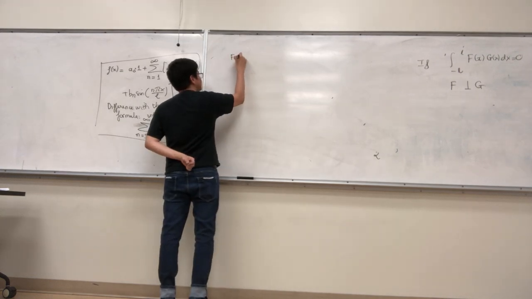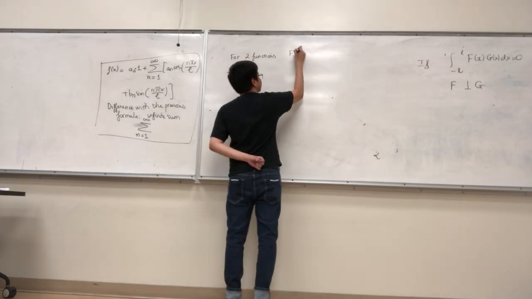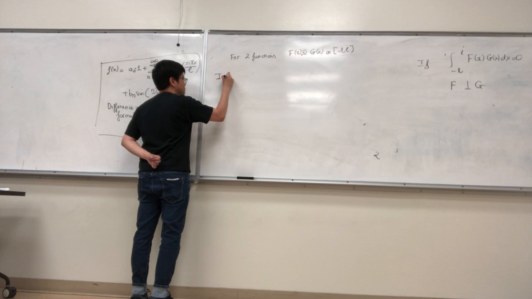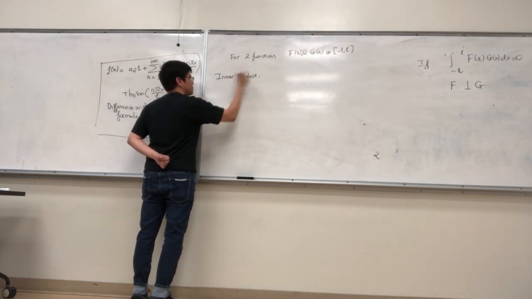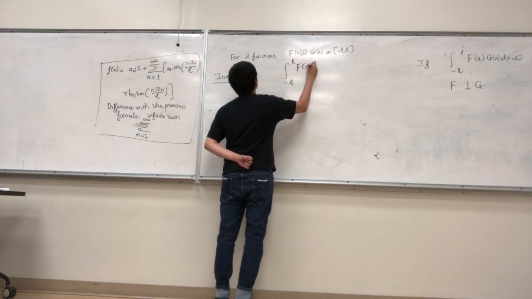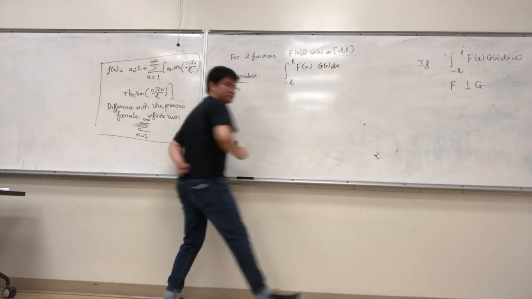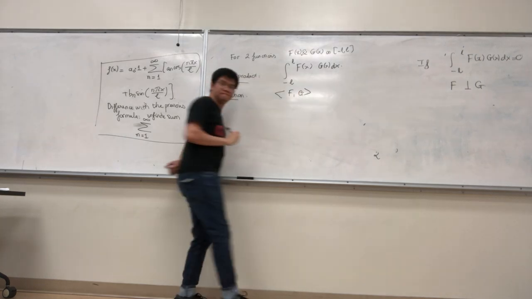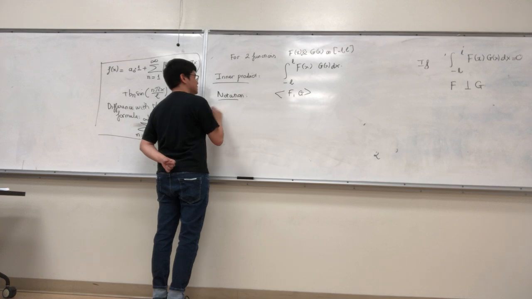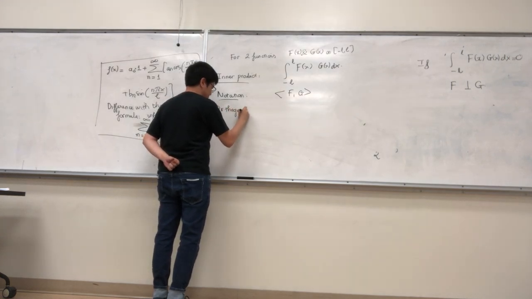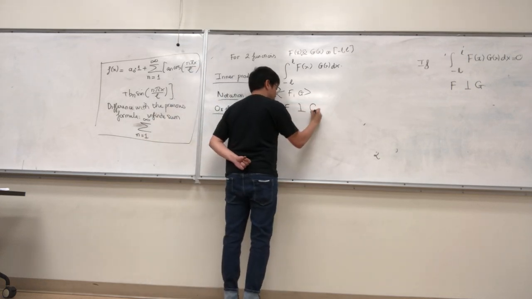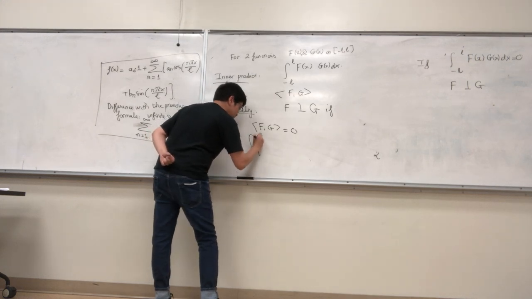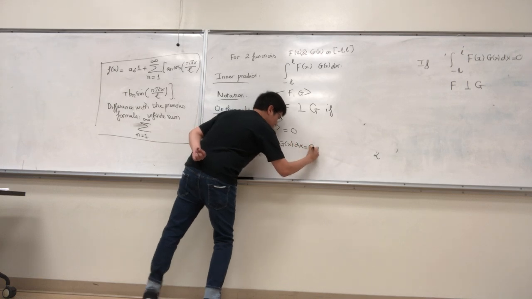So for two functions f and g on minus L to L, the inner product will be the integral from minus L to L of f(x) g(x) dx. And the notation will be the bracket of f and g, right? And orthogonality: f is orthogonal to g if the inner product of f and g is equal to 0, that is, the integral from minus L to L of f(x) g(x) dx is 0. Alright?